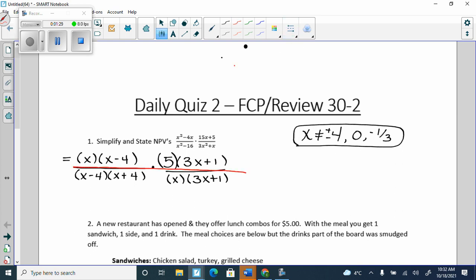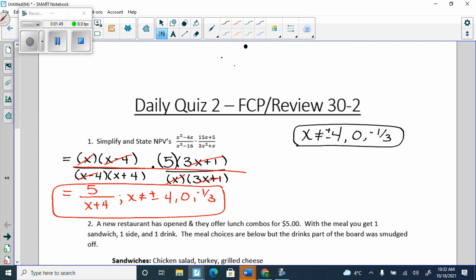Because it's multiplication, I can go straight, all numerators over all denominators. Those cancel, those cancel, those cancel, and your answer should be 5 over x plus 4. X can't equal plus or minus 4, 0, and negative a third. How'd you do? Good?